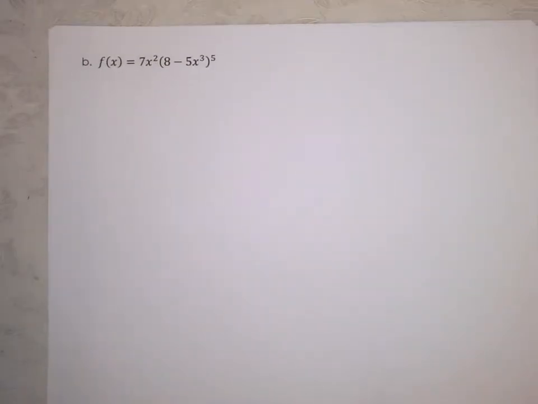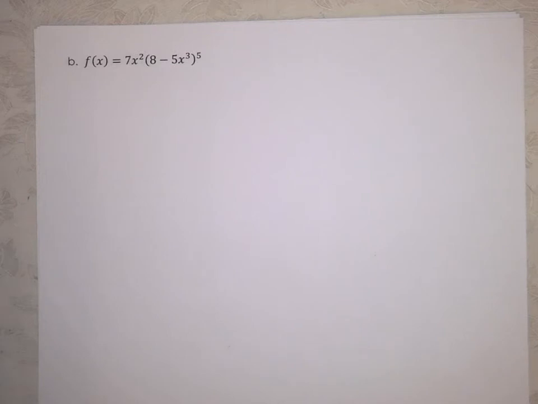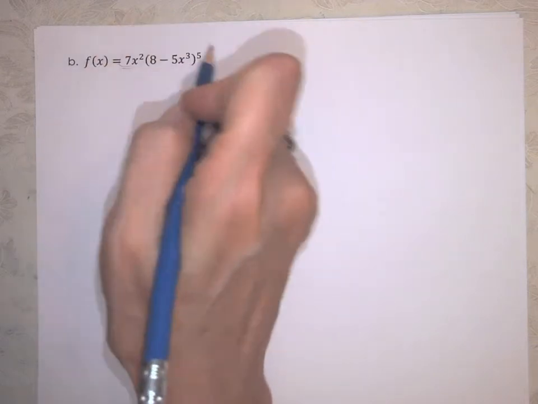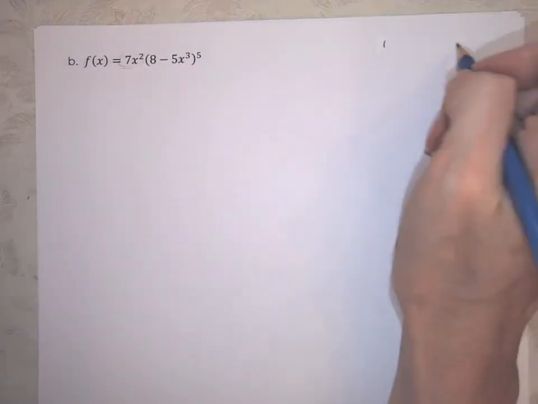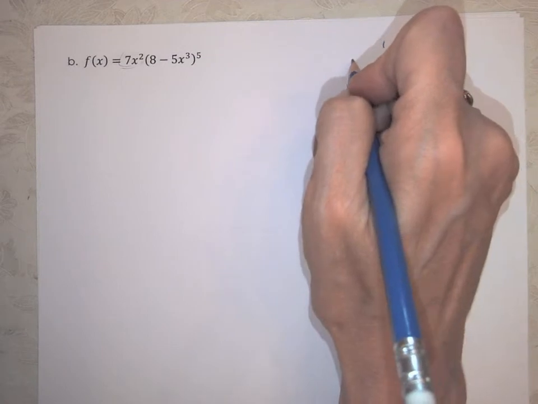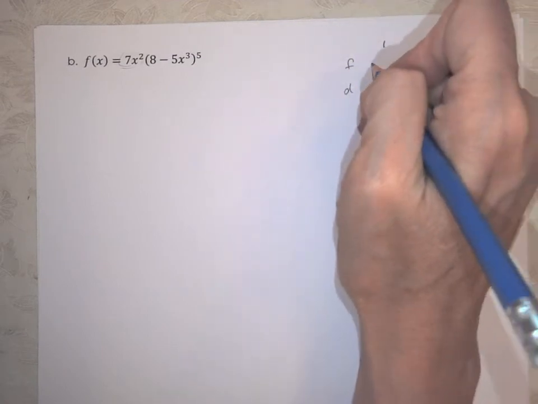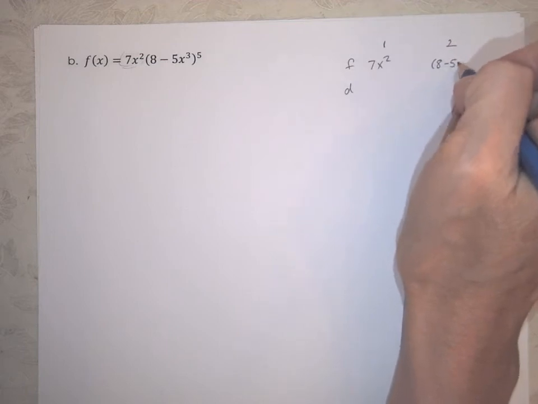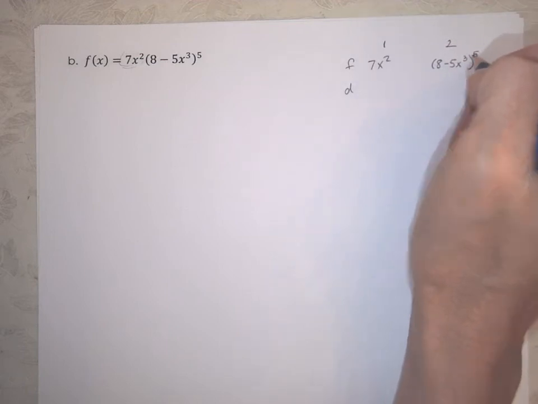B. f of x equals 7x squared times (8 minus 5x cubed) all to the 5th. So again, it's a product rule. There's my first, there's my second. So I'm going to do my chart over here. So my first is 7x squared, and the second function is (8 minus 5x cubed) to the 5th.